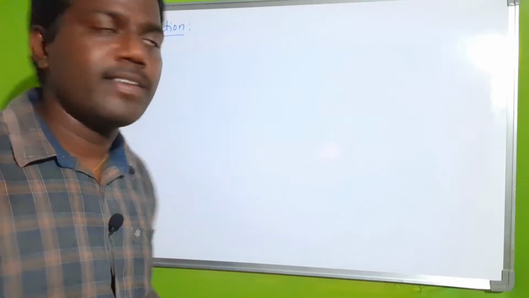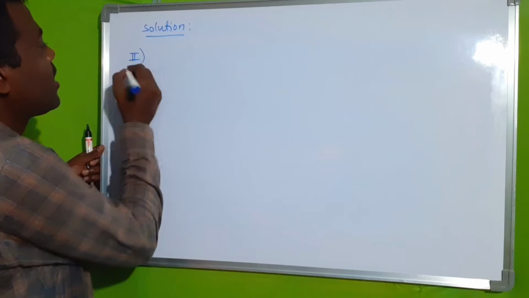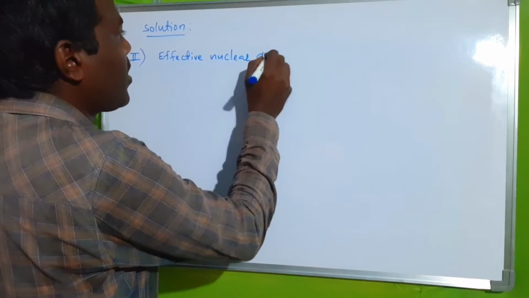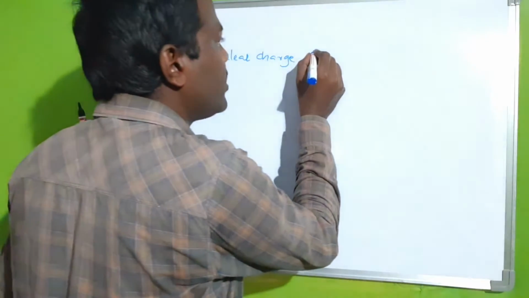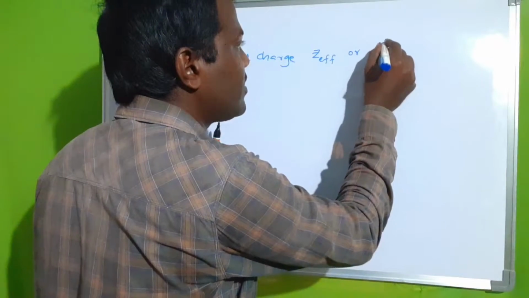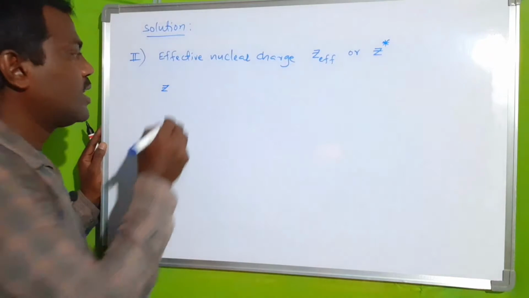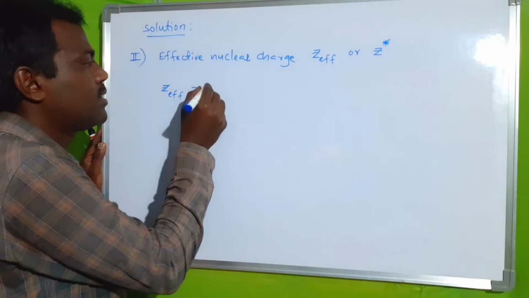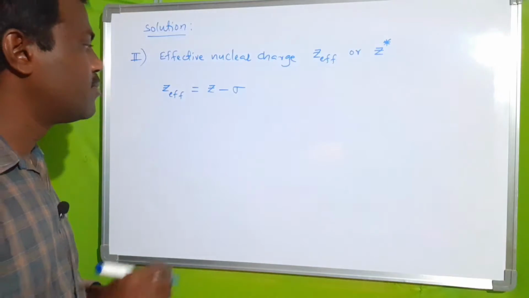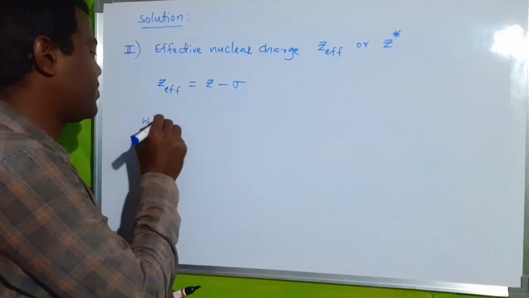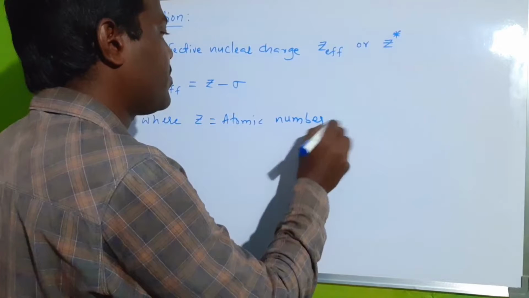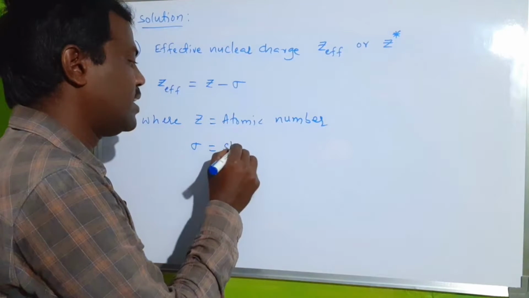Let us check the second statement. Effective nuclear charge can be denoted by Z effective or Z star. So effective nuclear charge Z effective is calculated by this equation: Z effective is equal to Z minus sigma, where Z indicates atomic number and sigma is the shielding constant.